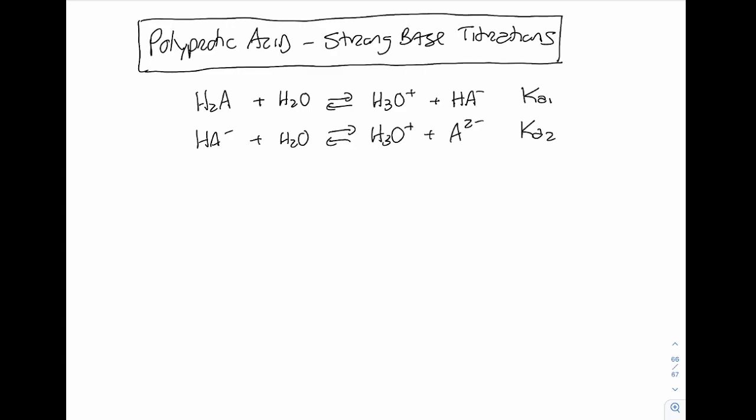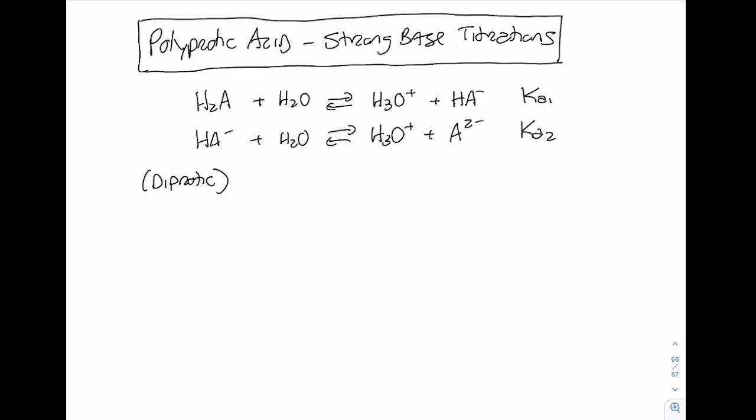Because I can lose two protons, we're actually going to have two equivalence points, right? We can write two neutralization reactions. One where H2A reacts with our base, and then once all of that has been neutralized, HA minus can also react with that base. So we can have two equivalence points for an acid like this. This one's diprotic. If you had an acid that had three protons that you could lose, you would actually have three equivalence points. So for every proton that your acid can lose, you're going to have an equivalence point.